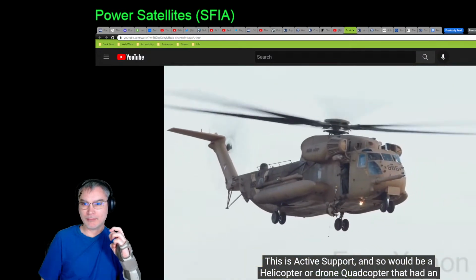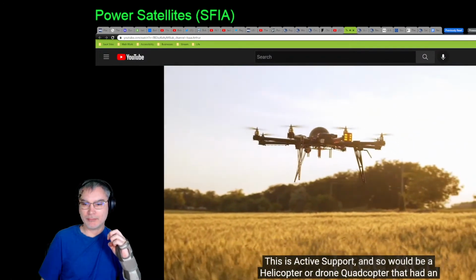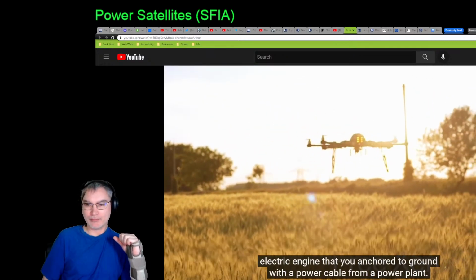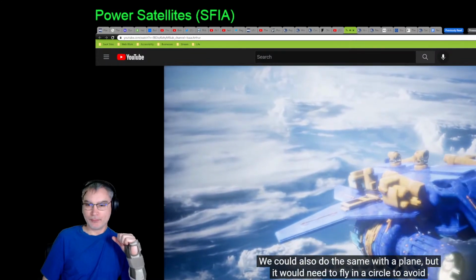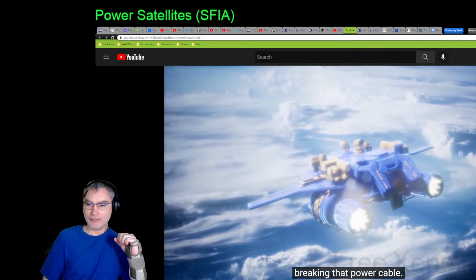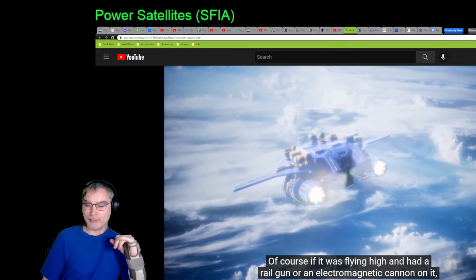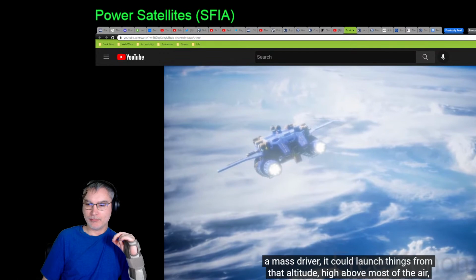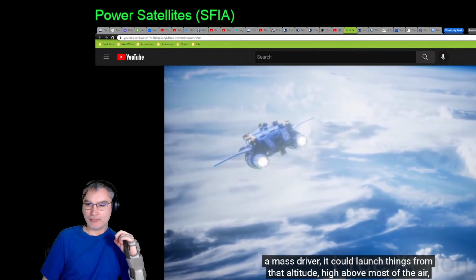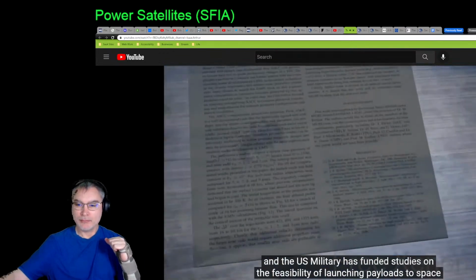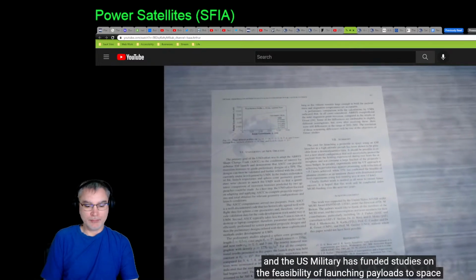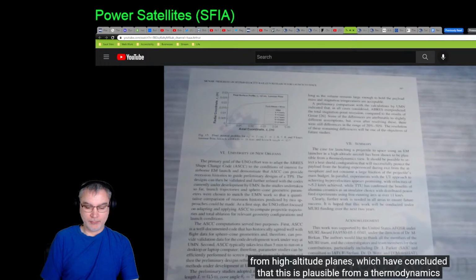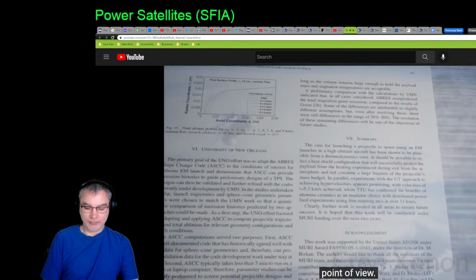And so would be a helicopter or drone quadcopter that had an electric engine that you anchored to the ground with a power cable from a power plant. We could also do the same with a plane, but we'll need to fly in a circle to avoid breaking that power cable. Of course, if it was flying high and had a railgun or an electromagnetic cannon on it, a mass driver, it could launch things from that altitude, high above most of the air, and the US military has funded studies on the feasibility of launching payloads to space from high-altitude planes, which have concluded that this is plausible from a thermodynamics point of view.